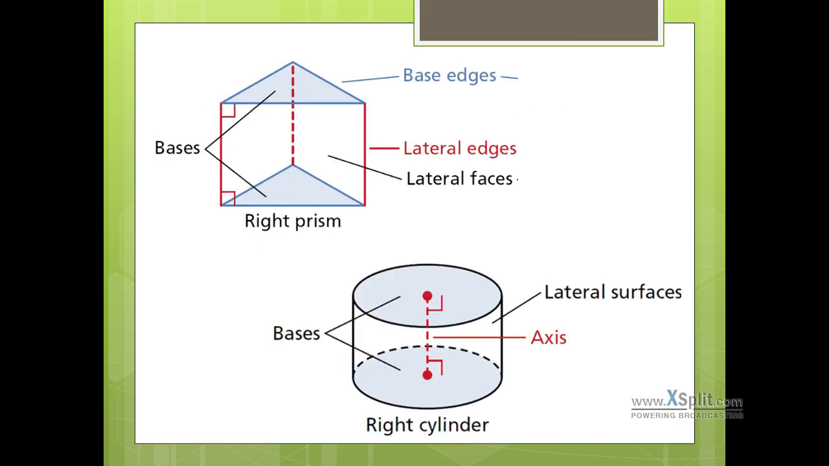A couple of terms. First off, you know what bases are. A right prism is a prism that goes straight up and down. Similarly, a right cylinder is one that goes straight up and down instead of being slanted. Think of it as a stack of CDs versus a stack of CDs that has been tilted slightly. Lateral faces, we've talked about lateral things being on the side. Every single prism, every single cylinder has a lateral surface or a set of lateral faces.